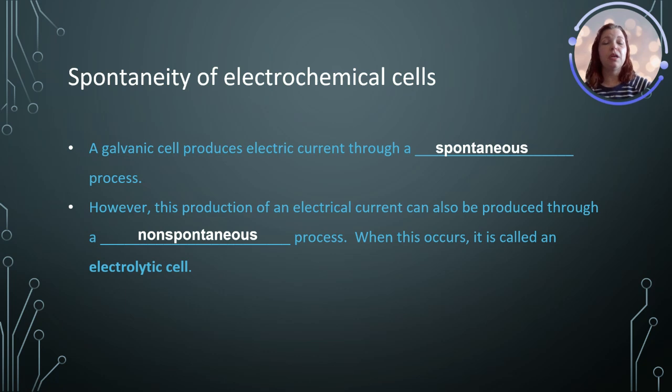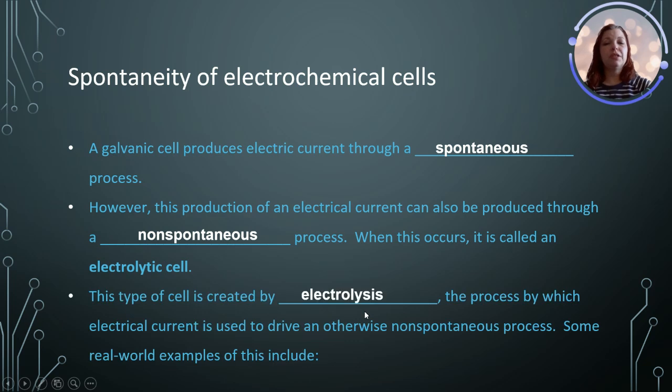We said sometimes you can plug it in and make it occur, or you can provide some kind of external energy source. We talked about sunlight being used as an external source of energy. So for electrochemical cells, we plug them in, and we can cause a non-spontaneous process to then occur. And this is called an electrolytic cell. So this type of cell is created by electrolysis, which is the process by which electrical current is used to drive an otherwise non-spontaneous process.